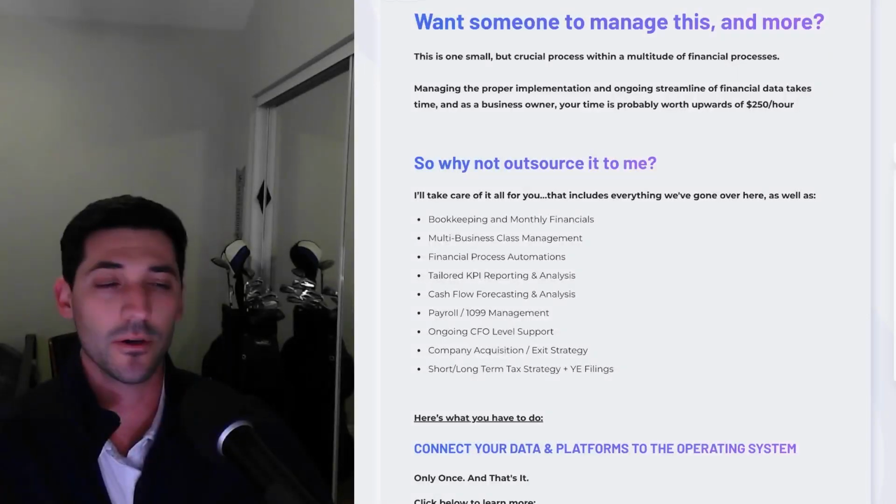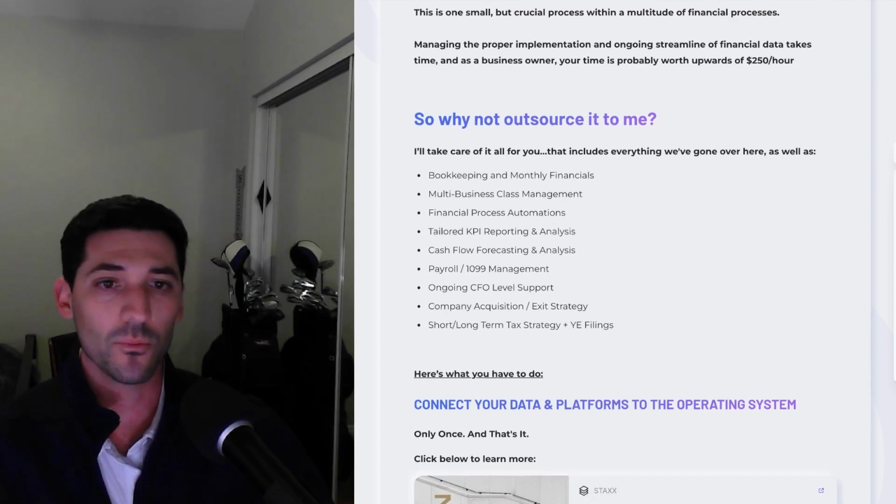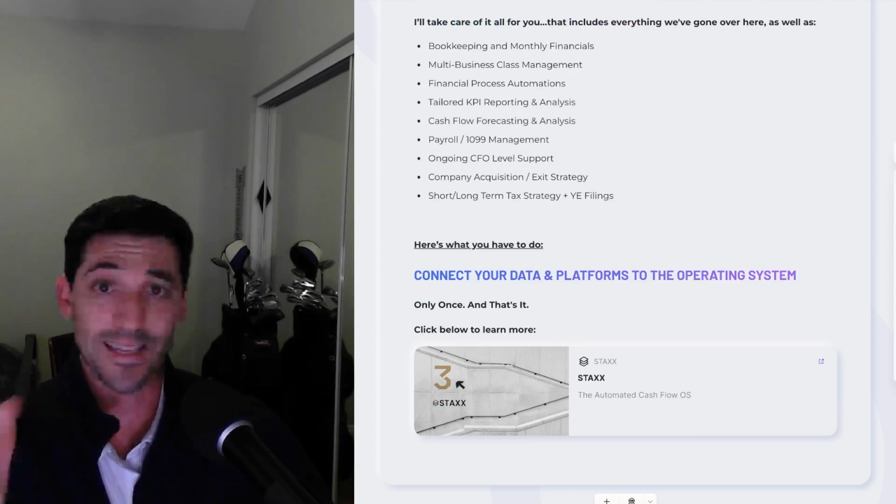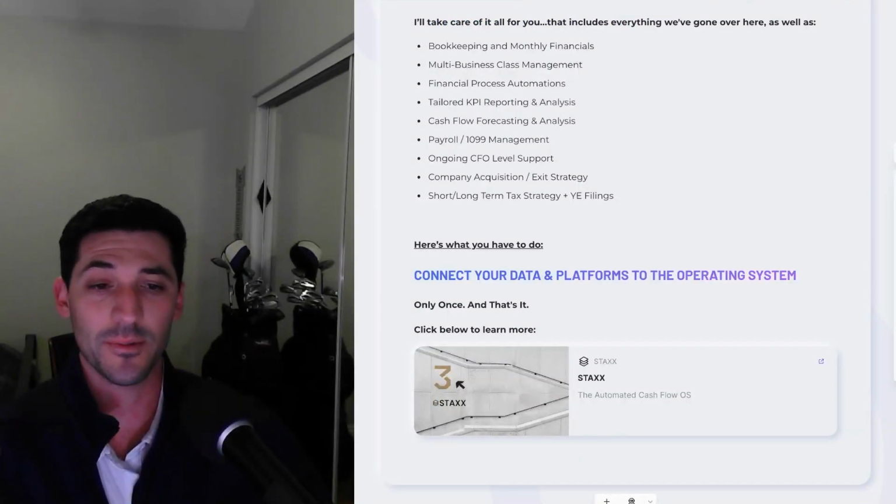And then tax, your strategy, your filings, all that good stuff. We have an in-house team that takes care of it and devises a strategy for the short term and the long term. We're there for you, okay? So I'll make it really easy. Here's what you have to do. Connect your data and platforms to the operating system that we leverage, once. And that's it. Okay. That's all. I make it really easy.